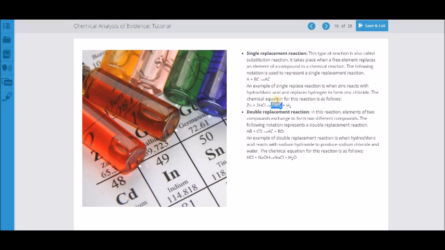This is a single replacement, which means I'm swapping out one, but this is a double replacement, which means everybody's swapping here. So I take this B off of here and put it over here, and I take the C off here and put it over here, and I'll get AC plus BD. And here is a very common reaction.